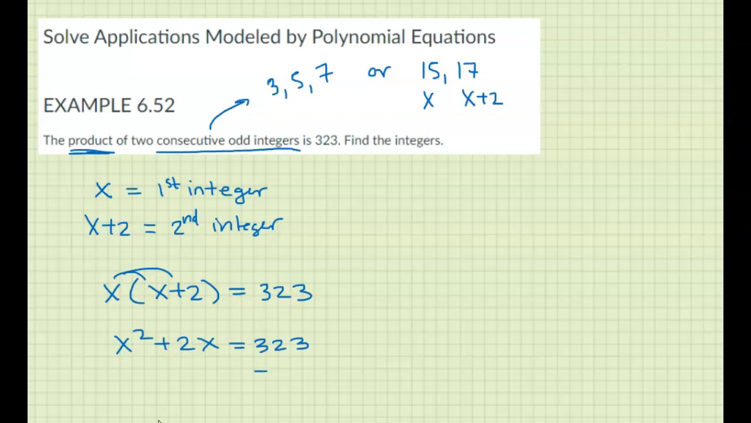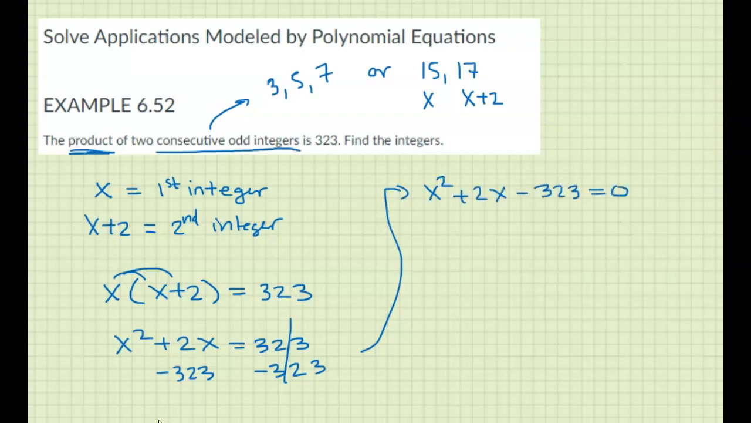Now we got to make it equal to 0, so we're going to subtract 323 from both sides. We get x squared plus 2x minus 323 equal to 0. All right, now we're going to factor this. So I have x times x, and I need two integers that multiply to give me negative 323 and add up to give me positive 2.